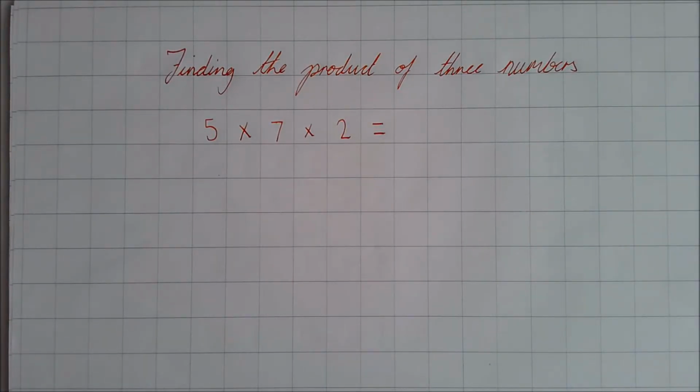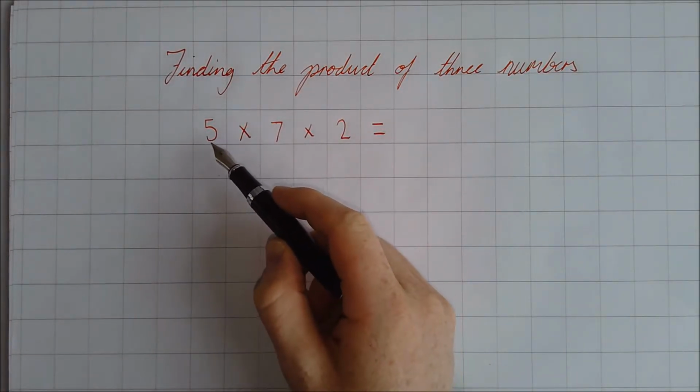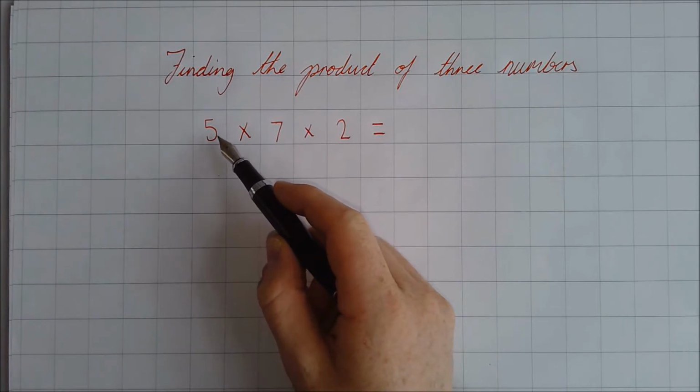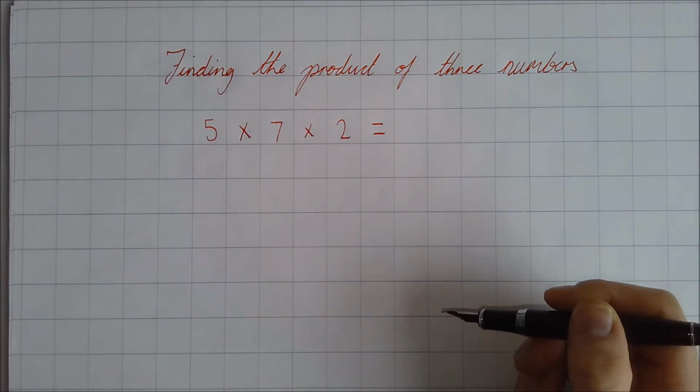Today we're going to be looking at finding the product of three numbers. Here you can see in front of us we've got a multiplication equation with three factors. The first factor, the second factor and the third factor, and we need to find the product.